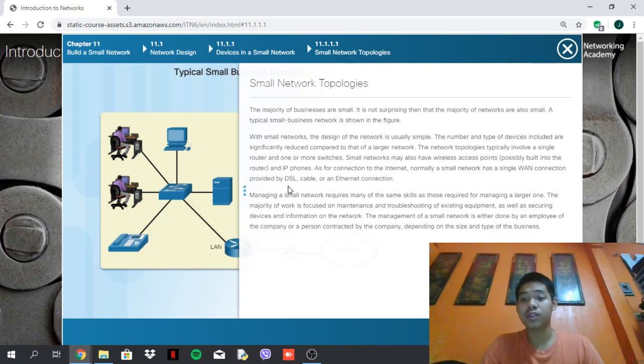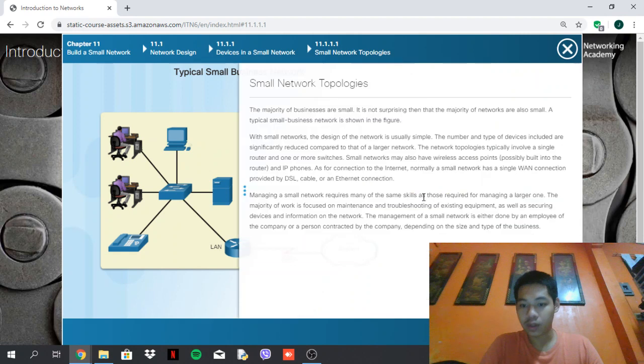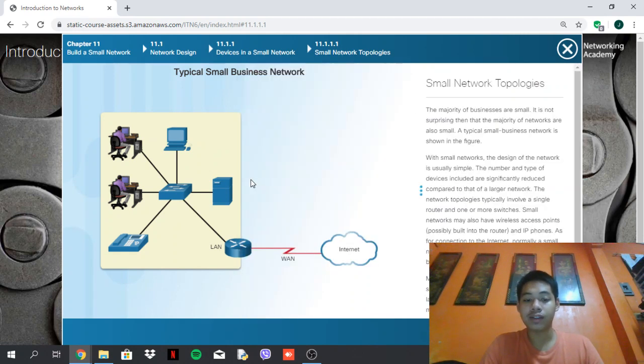The network topology typically involves a single router and one or more switches. So this is our router. It is connected to the internet and to one server with probably five end devices. It is considered a small network: small host, small connection, and very simple.